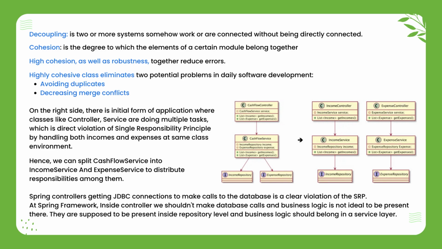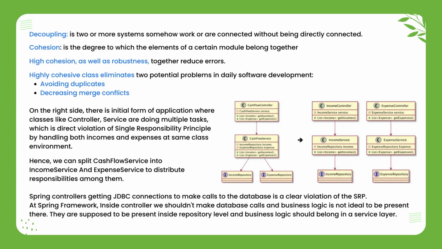On the right side, there is the initial form of the application where classes like controller and service are doing multiple tasks, which is a direct violation of the single responsibility principle by handling both incomes and expenses in the same class. Hence, we can split cash flow service into income service and expense service to distribute responsibilities.